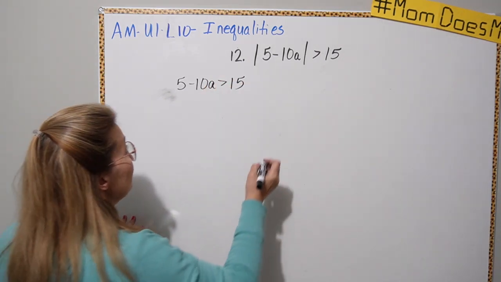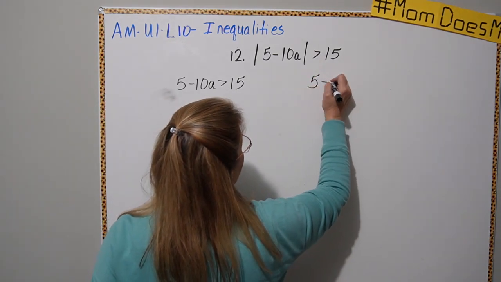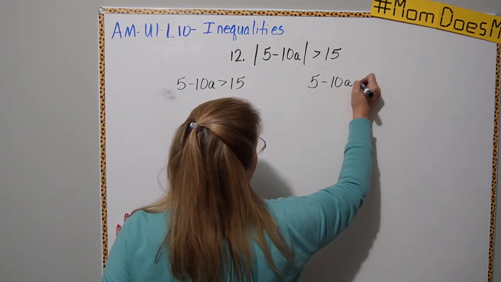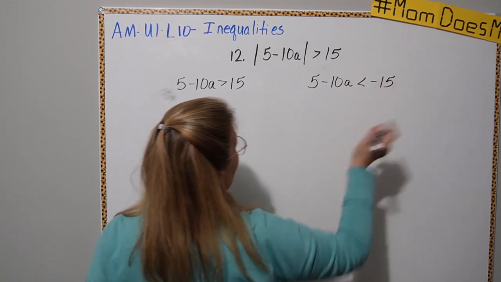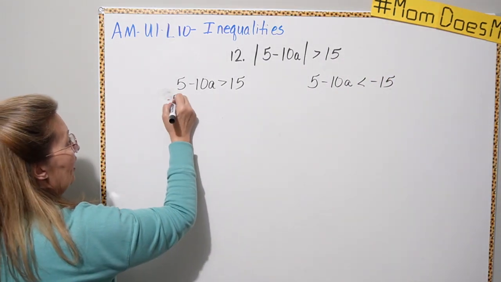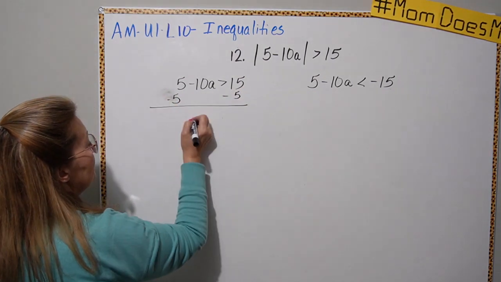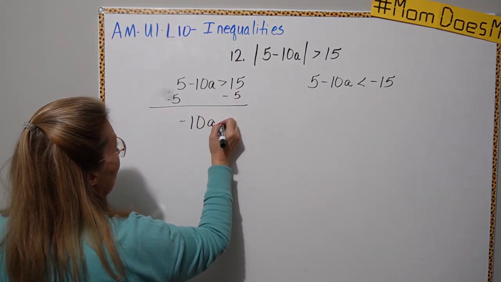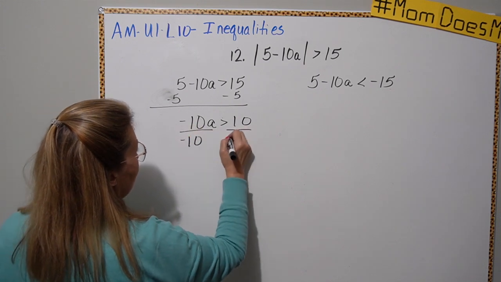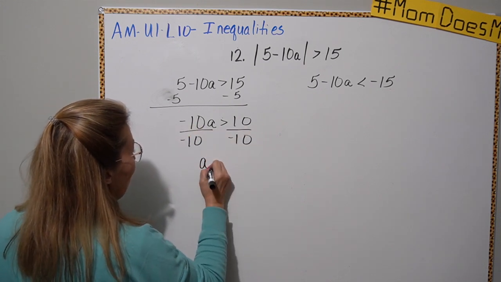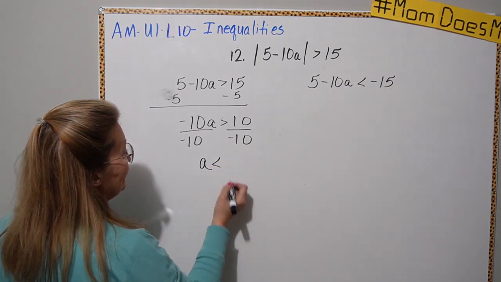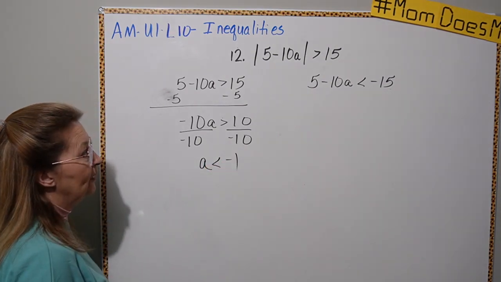Now in absolute value, when you consider two cases, your first one is the positive case. So we're just going to drop the absolute value sign and leave it just like it is. Now, on the negative side, we're going to have 5 minus 10a. You're going to flip your sign and make the number negative. Okay, now let's just solve both of them. I'm going to subtract 5 from each side. So I have negative 10a is greater than 10. Divide both sides by negative 10.